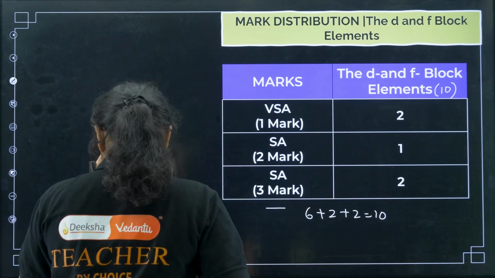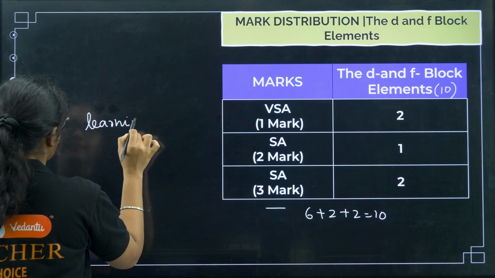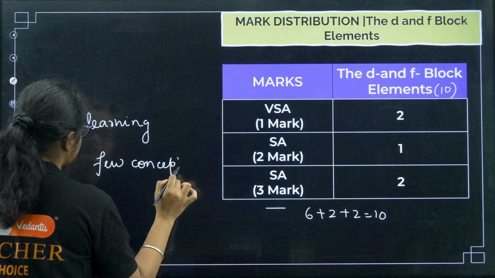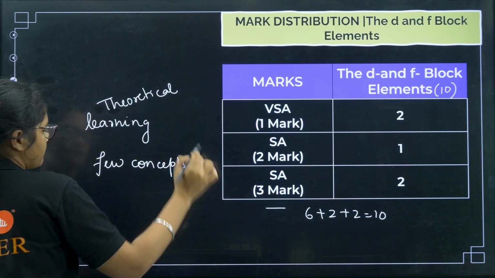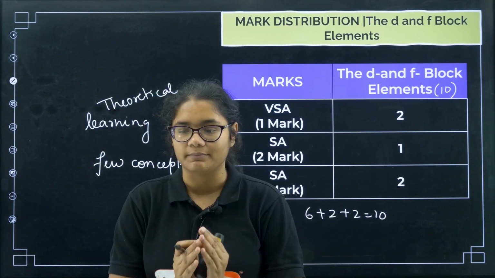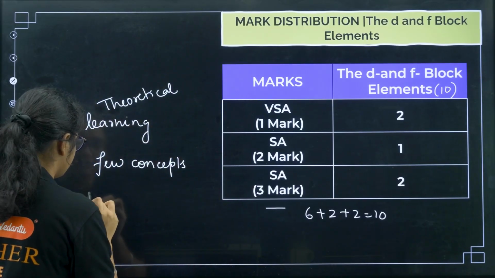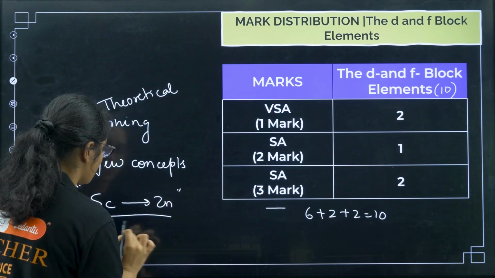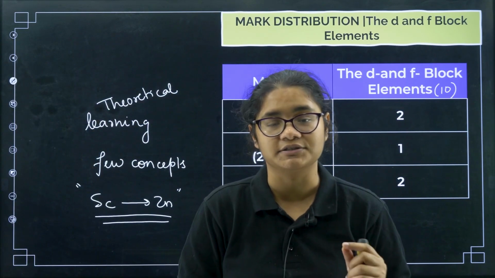Now in this chapter you have to mainly do learning. There are a few concepts that you need to understand, but basically this is mostly theoretical. You have to learn the reasons, you have to learn some facts. One very important thing that you should remember before starting this chapter is you should have done the electronic configuration from scandium to zinc. This is mandatory. If you do not remember this one, then definitely you will not be able to solve even a single question from here.